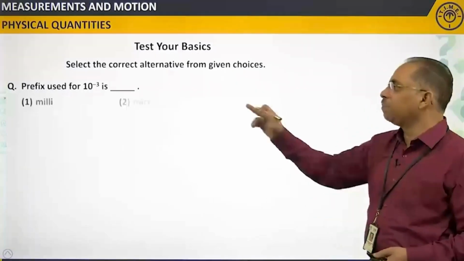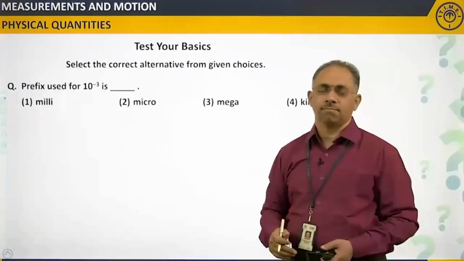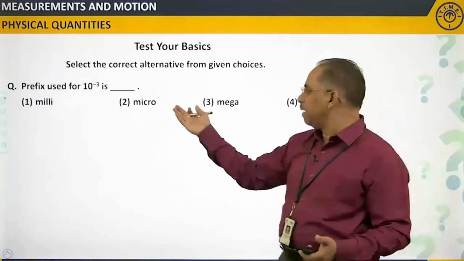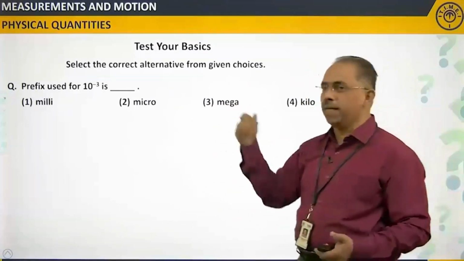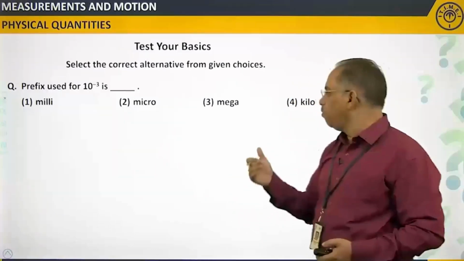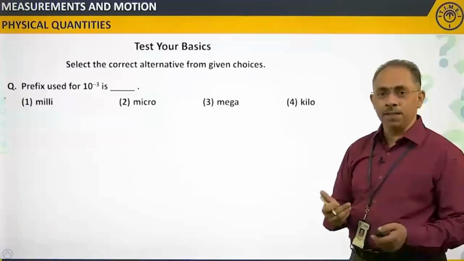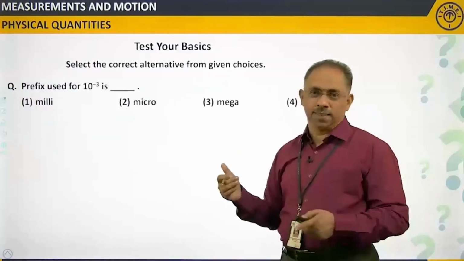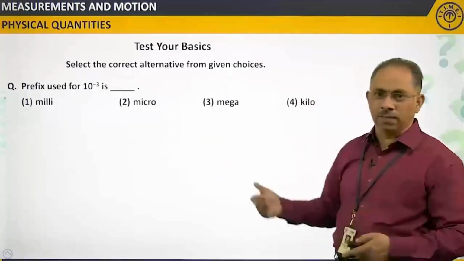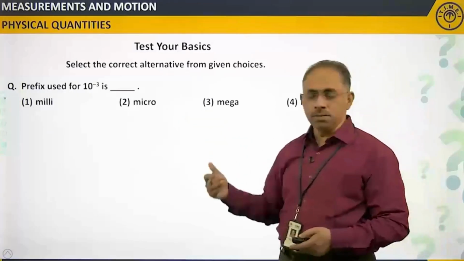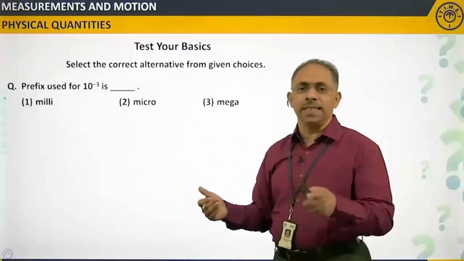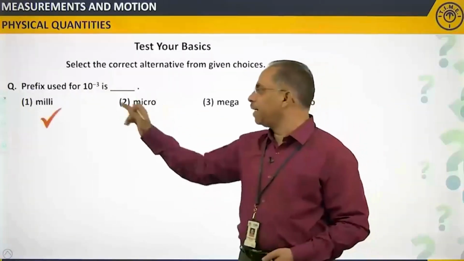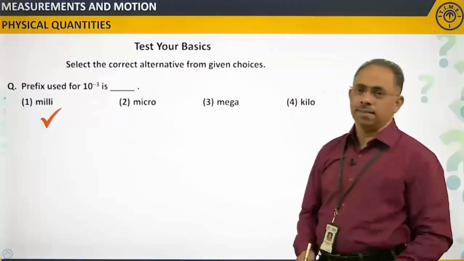Prefix used for 10 power minus 3. What is the answer? Is it micro, mega, kilo or milli? Which one? What is it for kilo? 10 power? Yes, it is plus 3. Mega, 10 power 6. Just now, very recently we have seen that. Micro, yes, you recollected right, it is 10 power minus 6. So, the remaining one is milli. So, 10 power minus 3 is milli, right? Next one.